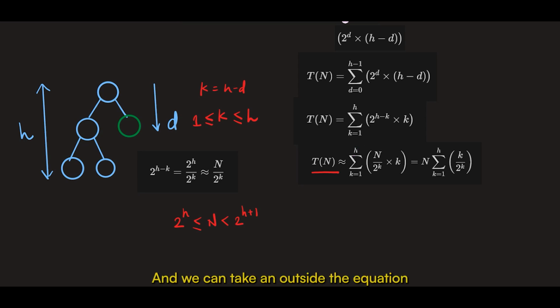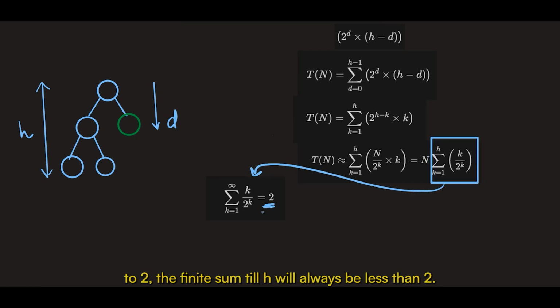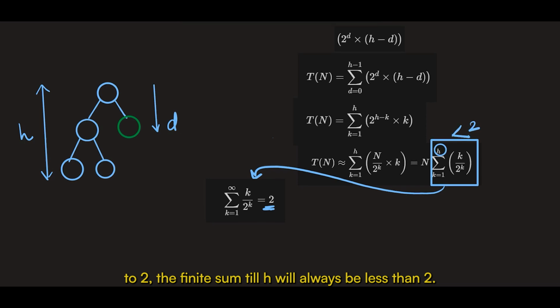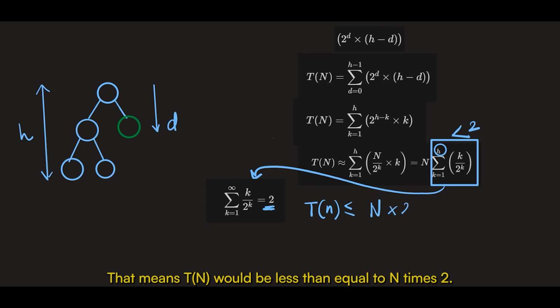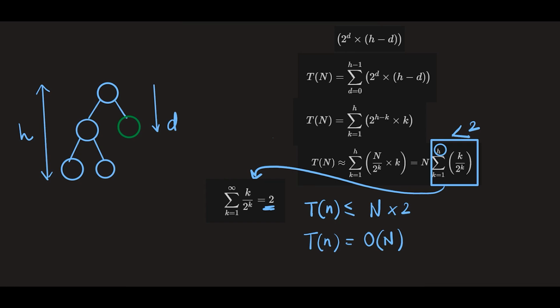And we can take n outside the summation because it's a constant. Now, since the infinite sum of this series converges to 2, the finite sum till h will always be less than 2. That means T of n would be less than or equal to n times 2. That means T of n is of the order of big O of n, where n is the number of nodes in the heap.